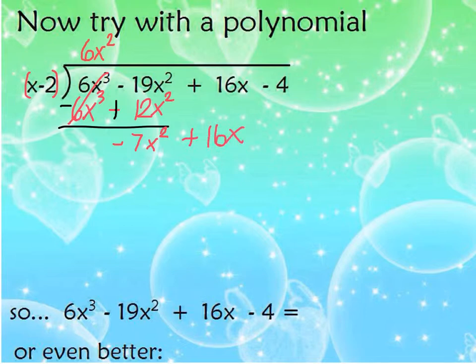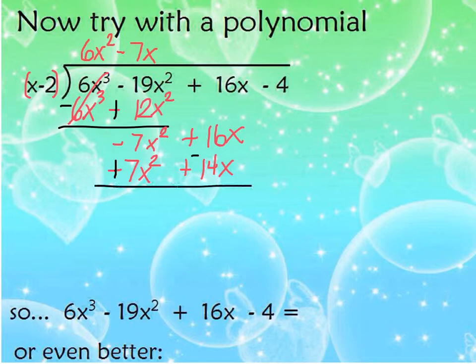So x times what gets me negative 7x squared? It would be a negative 7x. And then I take my negative 7x times the whole quantity, x minus 2. So that would be a negative 7x squared plus 14x. And then we have to change our signs, because that's how we do the subtraction, because you got to subtract everything. So that'll turn positive, that'll go negative. Okay, and then let's combine those, cancel out, and we end up with a positive 2x.